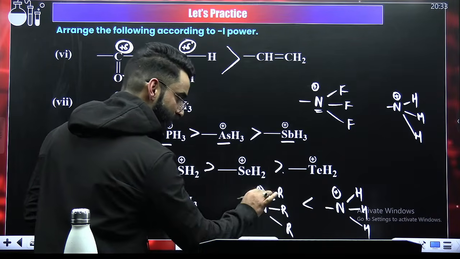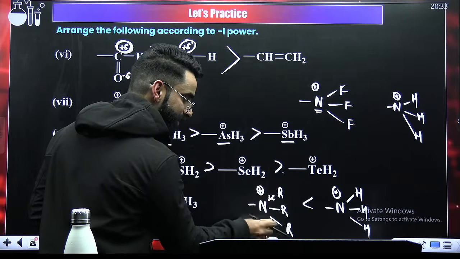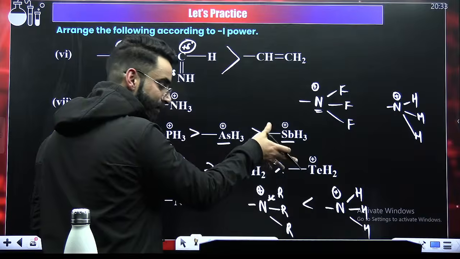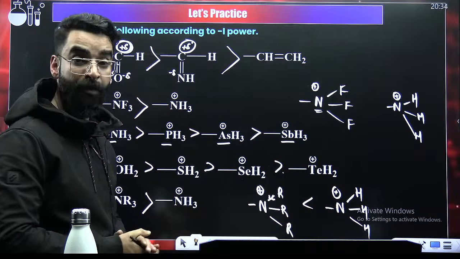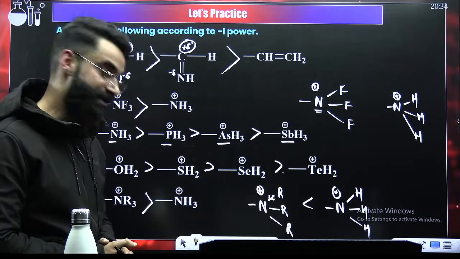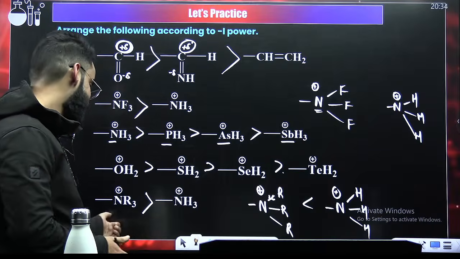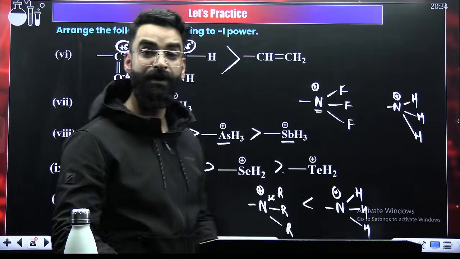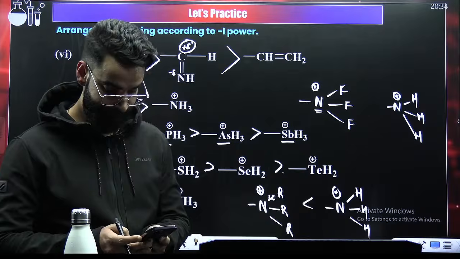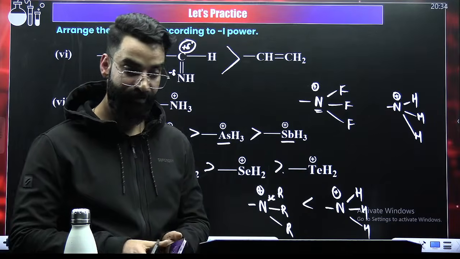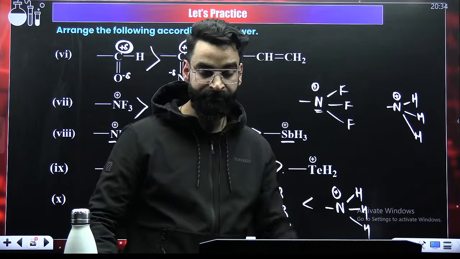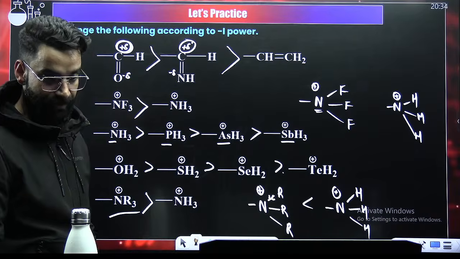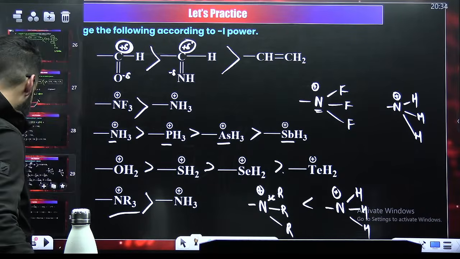Why is that? Because you have got R groups, bulky groups attached here, due to which there will be repulsions. More repulsions means more bond angle. More bond angle means more S character. More S character means more electronegativity. So that is the reason why your NR3 positive is more withdrawing. Right? I believe I'm clear till here.